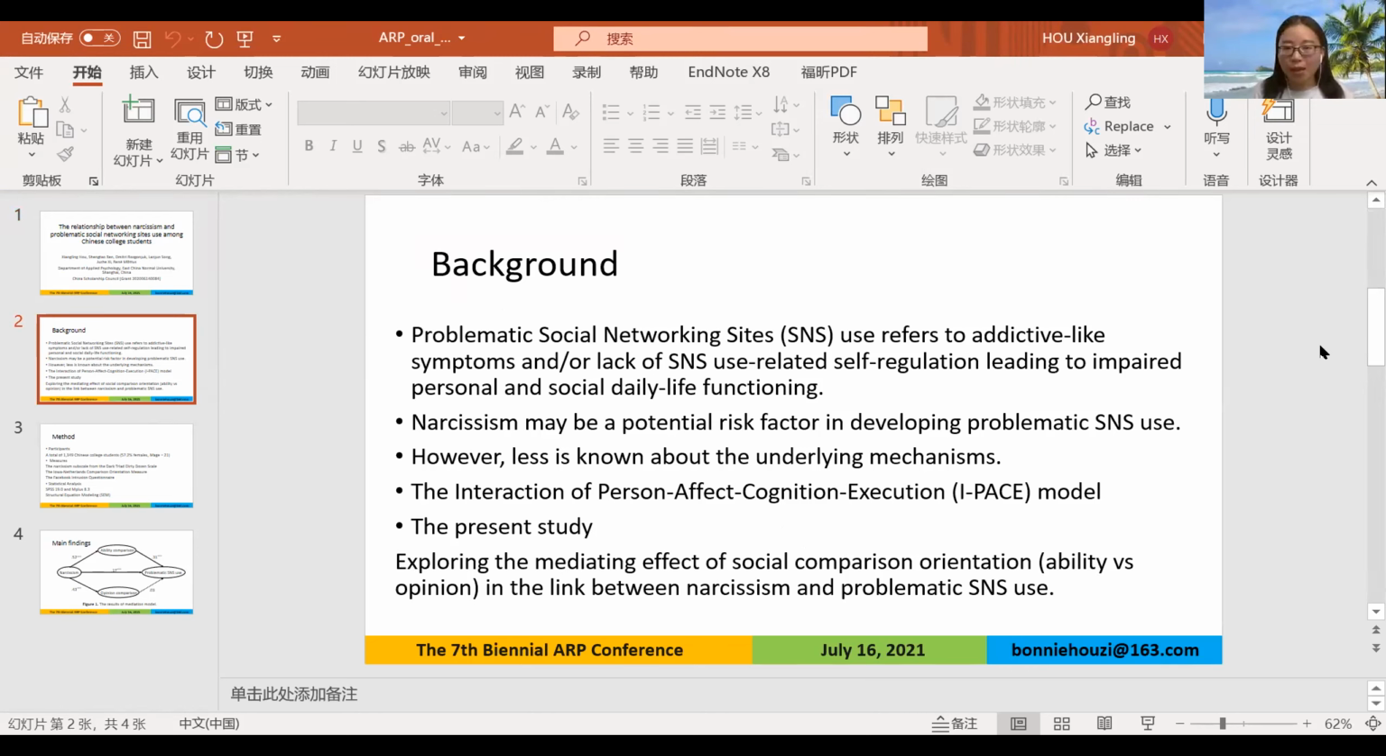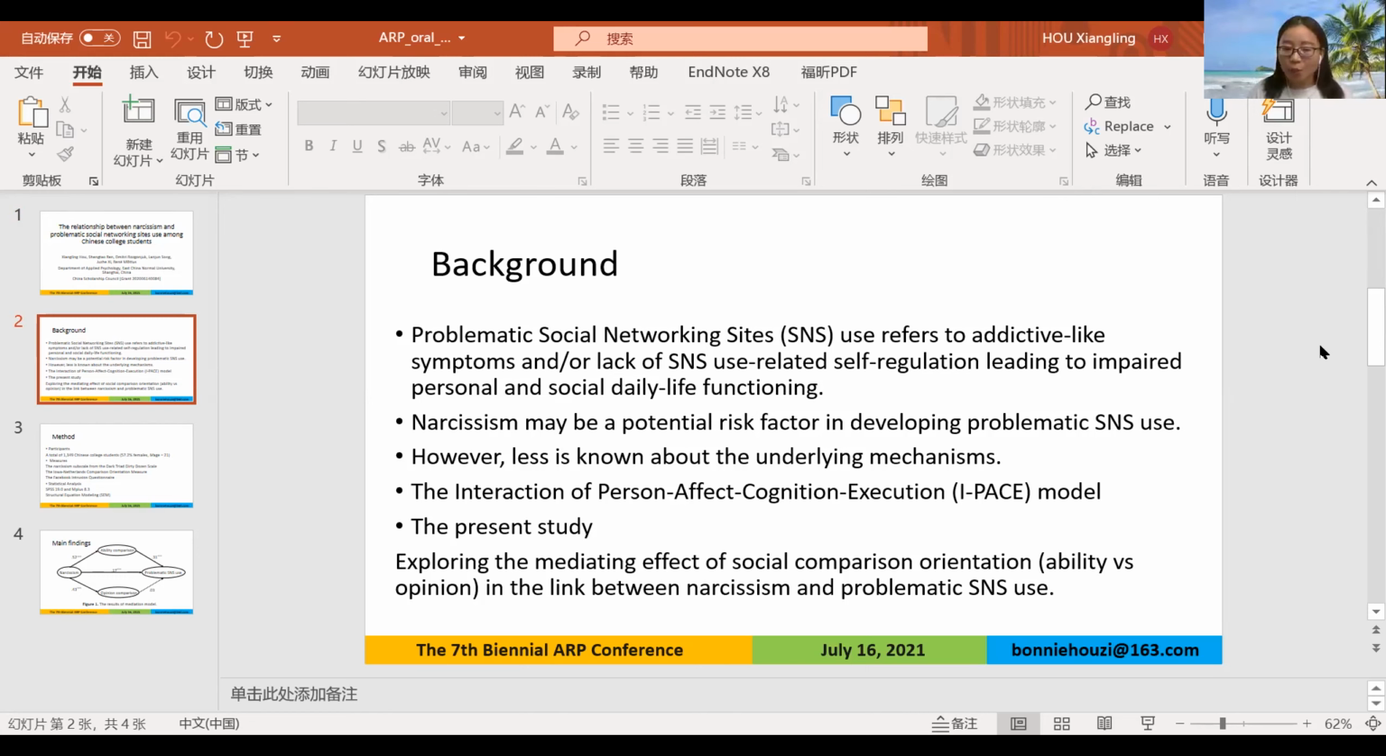Problematic social networking sites use refers to addictive-like symptoms and lack of social networking sites use-related self-regulation, leading to impaired personal and social life functioning. Researchers have started studying the risk factors behind this problematic behavior. One of them is narcissism. However, past research has mainly focused on the direct relation between narcissism and problematic social networking sites use. Less is known about the underlying mechanisms.